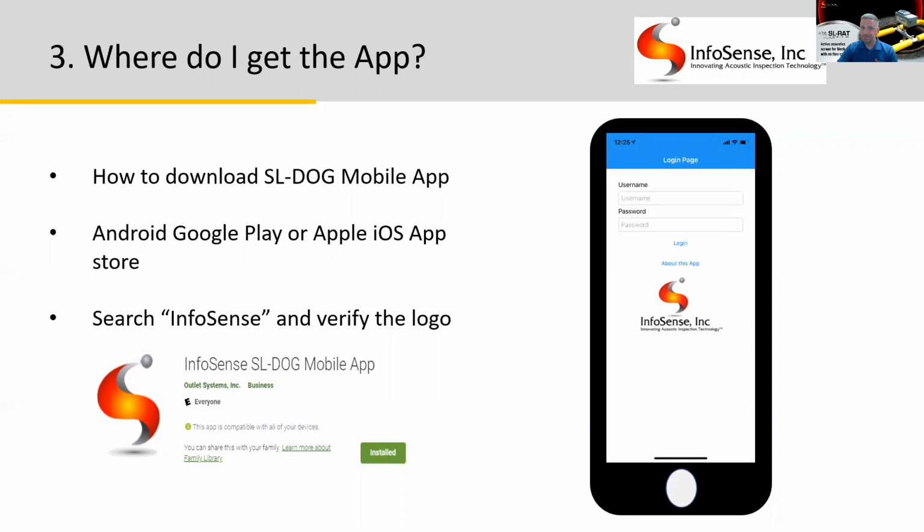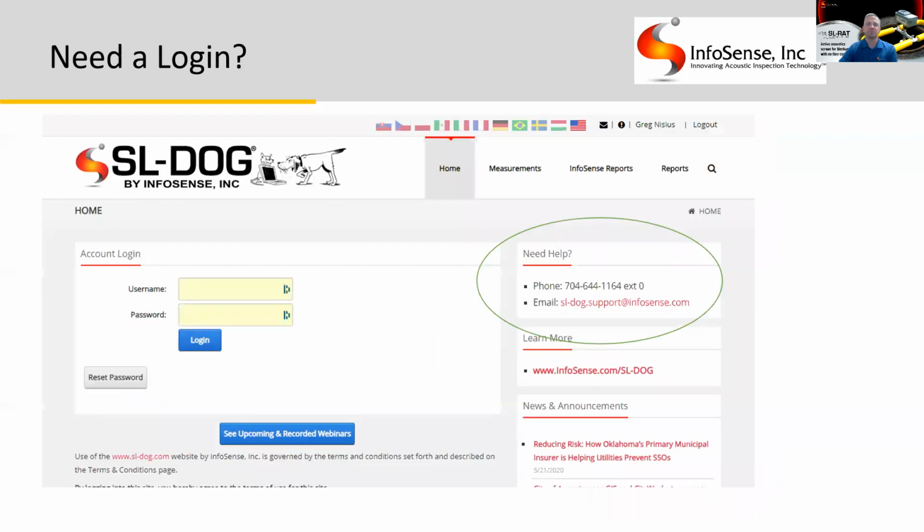The app itself is free, but it does require an active subscription to your SLDog web portal. You will use the same login, username, and password from your web portal to log into the mobile app. If you need to set up additional user logins for your field operators, you can do so by calling or emailing us. The contact info is in the right column of your web portal login screen, shown here in the green circle.